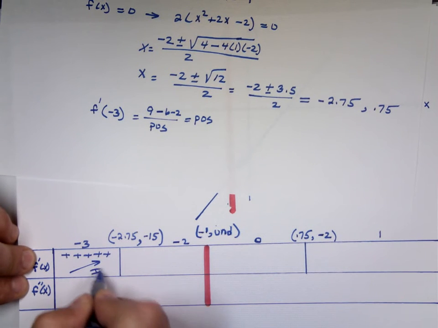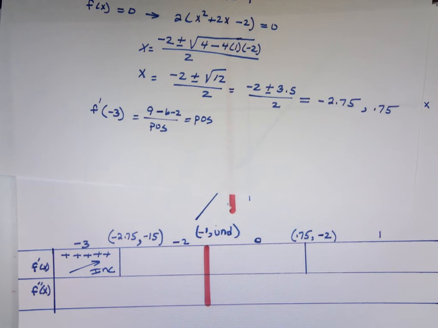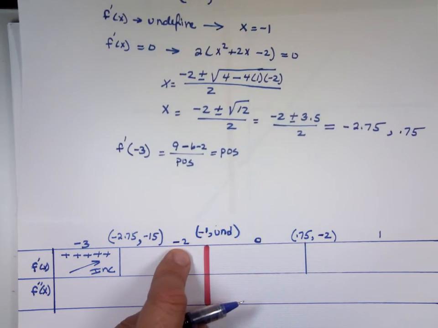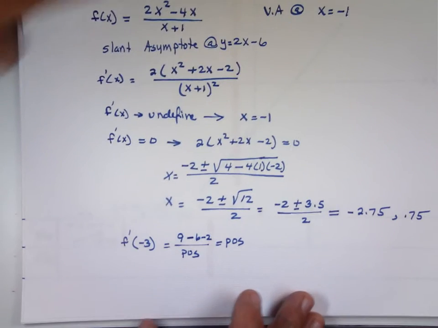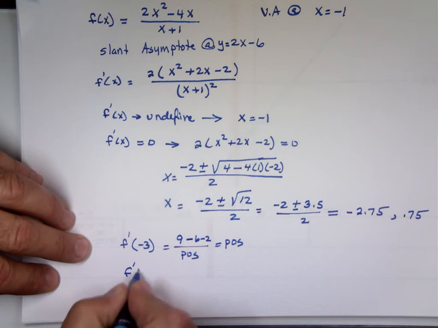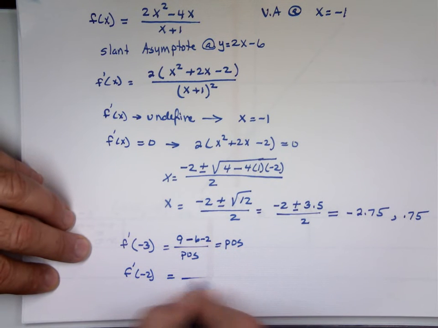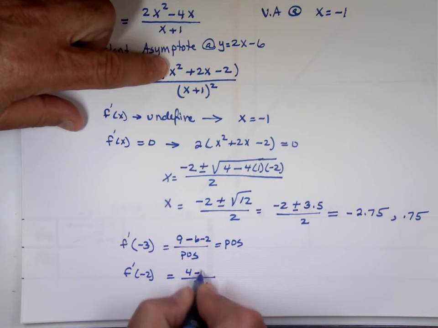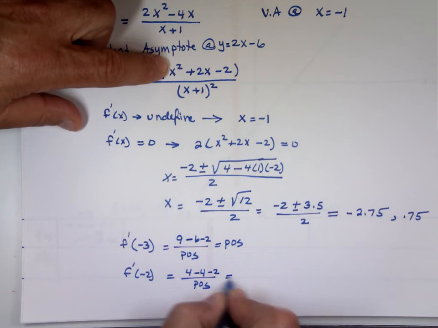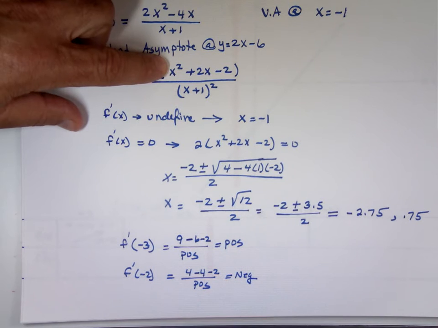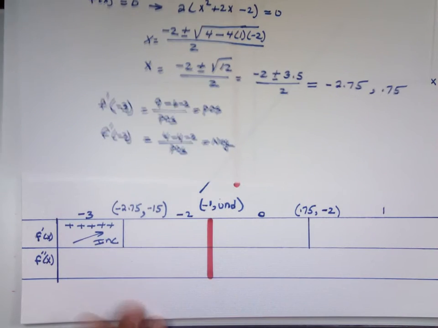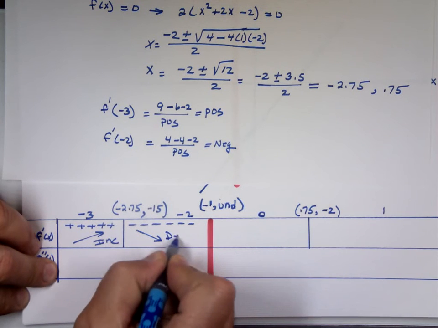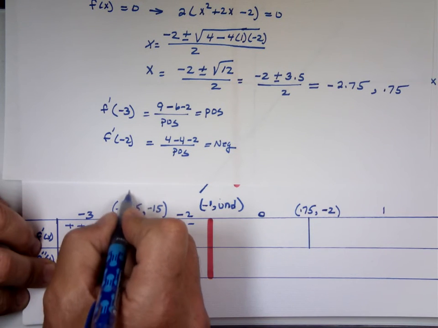I don't care about the 2 in the front. It's a positive number. Let me try the negative 2. That's a 4 minus 2. That's a negative. That's decreasing. Notice increasing, decreasing, that's what? A max point.